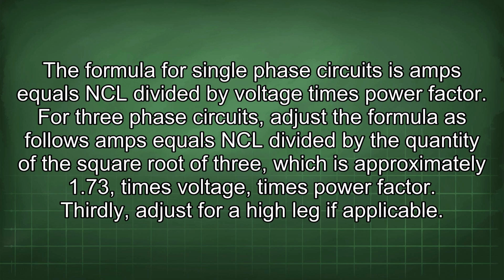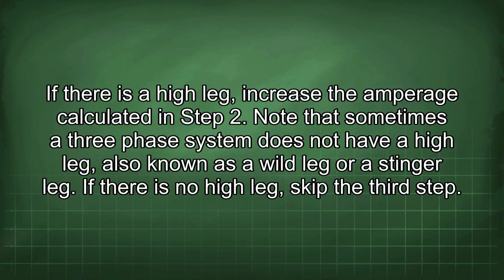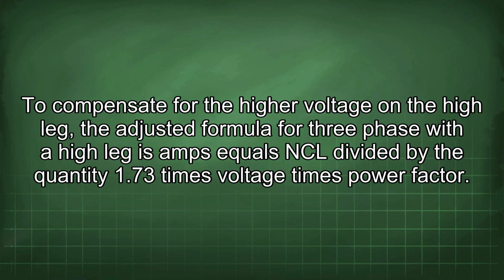Thirdly, adjust for a high leg if applicable. If there is a high leg, increase the amperage calculated in step 2. Note that sometimes a three-phase system does not have a high leg, also known as a wild leg or a stinger leg. If there is no high leg, skip the third step. To compensate for the higher voltage on the high leg, the adjusted formula for three-phase with a high leg is amps equals NCL divided by the quantity 1.73 times voltage times power factor.